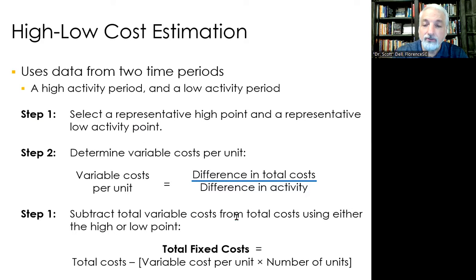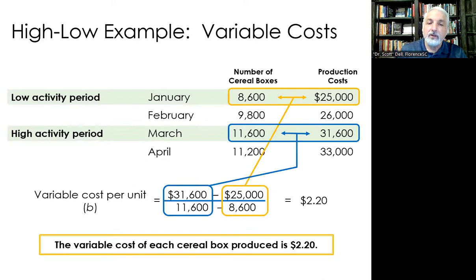So we subtract the total variable cost from the total cost and we get total fixed costs. So you saw that chart, we had the fixed cost, and we had the variable costs to go with that. And when we had that combined total cost, if we deduct the variable, we're left with the fixed. So total cost minus the variable cost per unit times the number of units is going to equal our total fixed costs.